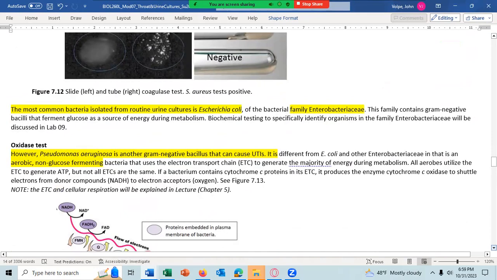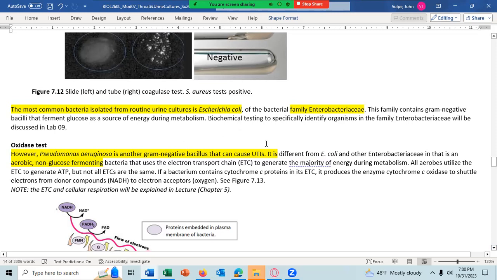coli. And so what we want to do is separate the members of Enterobacteriaceae, which is the family E. coli belongs to, from the family Pseudomonaceae. And an easy test to run for that is the oxidase test. The Pseudomonaceae family are oxidase positive. The family Enterobacteriaceae is oxidase negative.